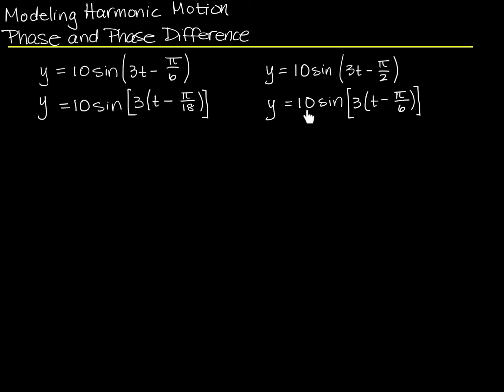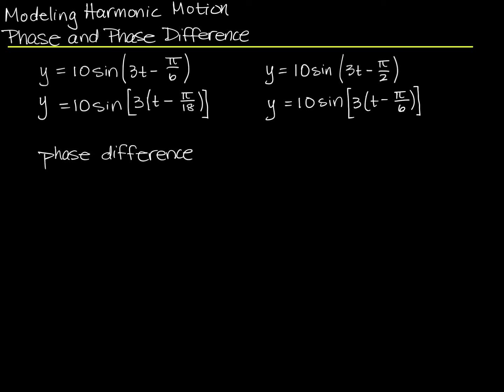This function also has an amplitude of 10. It also has a period of 2 pi over 3, and it has a phase shift of pi over 6. The reason I put two functions down here is I want to talk about how they compare to each other. Specifically, I want to talk about what's called the phase difference. This is where I think this terminology is a bit confusing.